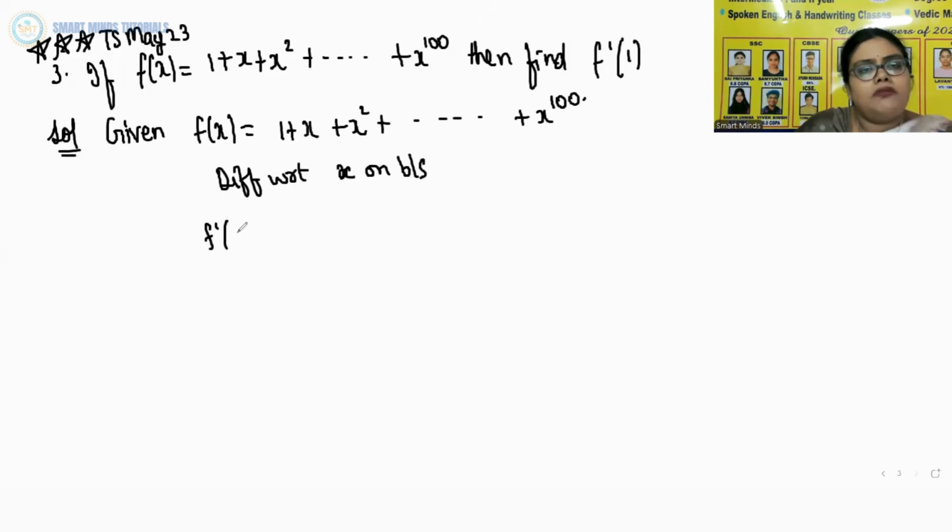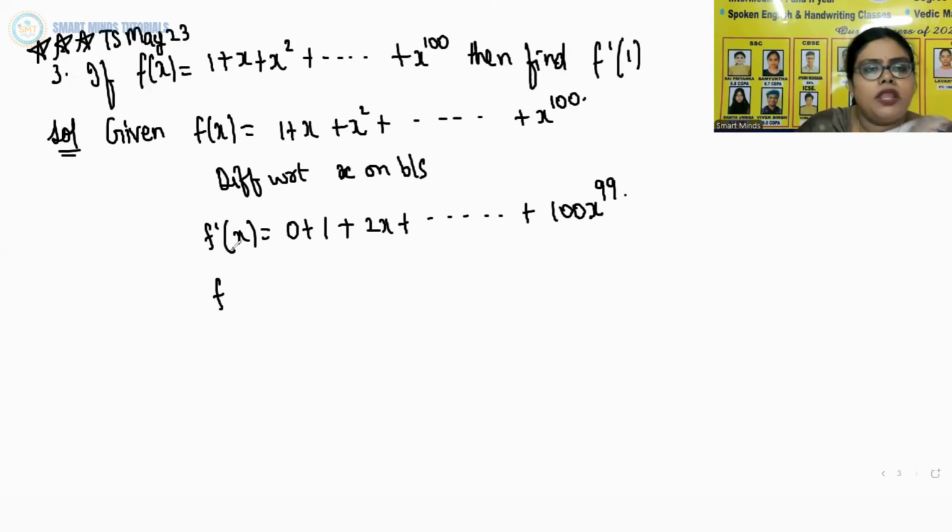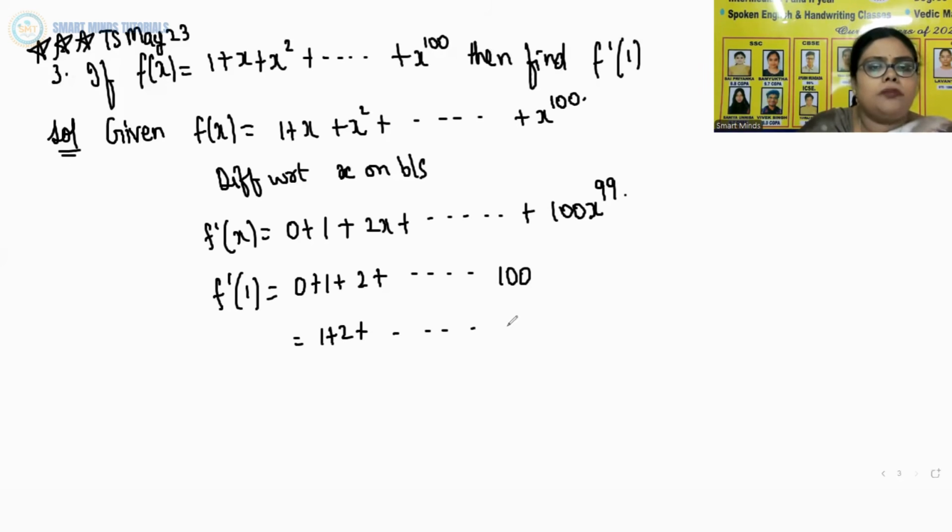f(x) will become f'(x). The derivative of 1 is 0, the derivative of x is 1, the derivative of x^2 is 2x, plus so on up to the derivative of x^100, which is 100x^99. But we need to find f'(1), so we put x = 1. Then 0 + 1 + 2 into 1 is 2, plus so on up to 100 into 1^99, which is again 1, so 100 into 1 is again 100. So that is 1 + 2 + so on up to 100.